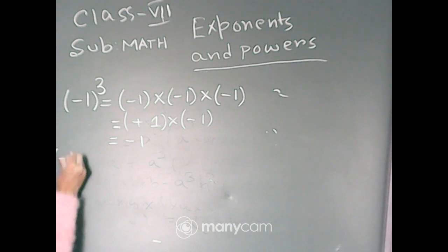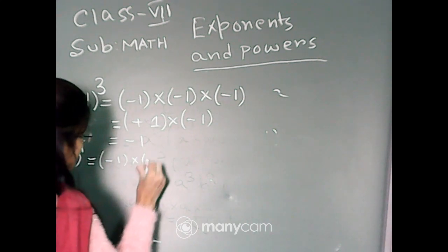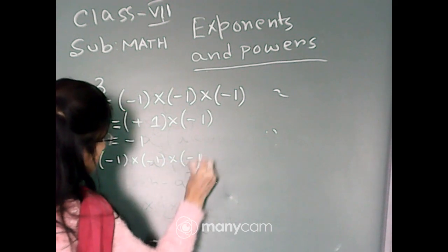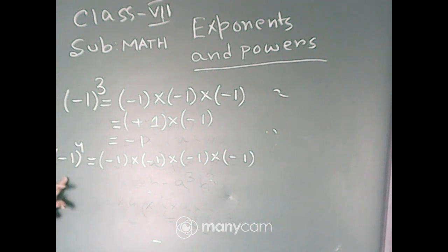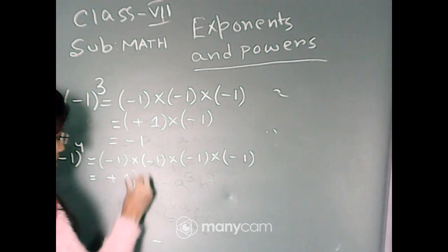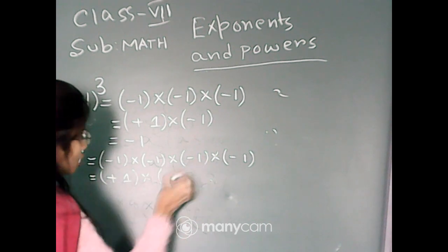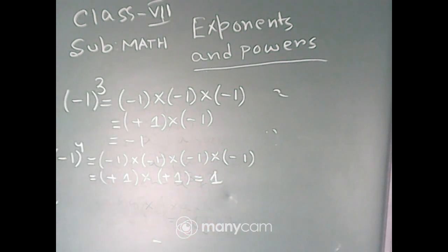Next, we consider minus 1 to the power 4. Since the power is 4, we write minus 1 four times. Here minus 1 is the base and 4 is the exponent or power. Now, minus 1 into minus 1 is equal to plus 1, and it is also plus 1. Now, 1 into 1 is equal to 1, isn't it?